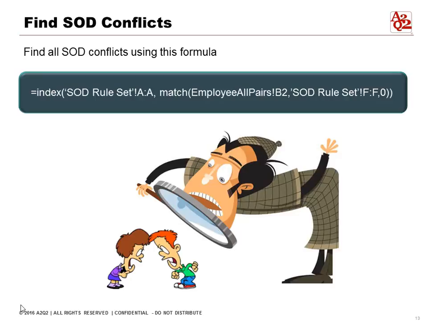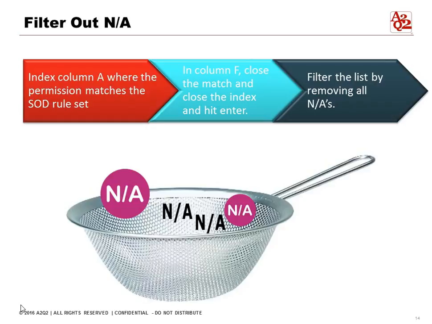Next, what we do is we want to find all the segregation of duty conflicts. The beauty of this report is we don't just find conflicts in one rule, but we can find the conflicts between several rules for each person. We'll use this formula to find all the different conflicts. We want to index column A where our permission matches with our segregation of duties rule set. In column F, we want an exact match, an index, and filter, and remove all the NAs.